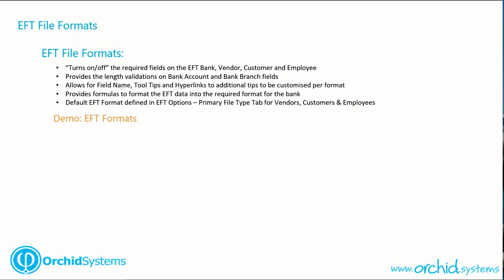The default format is defined in EFT options on the primary file type tab, and will turn on and off and provide the validations for the vendors, customers, and employees, unless you're using multiple formats. And then chat to us and we can show you a different way to have multiple formats and to have these validations specific to each format for each vendor.